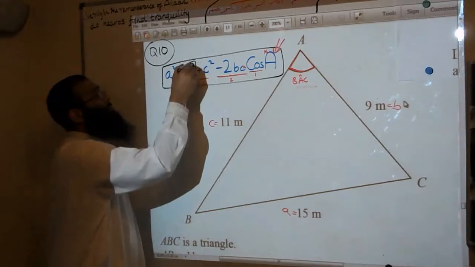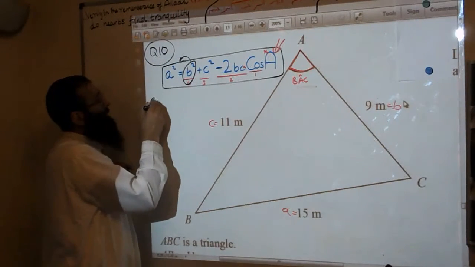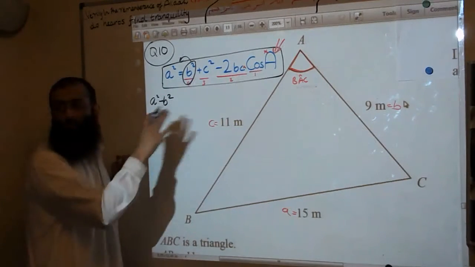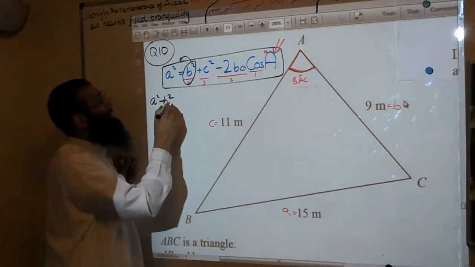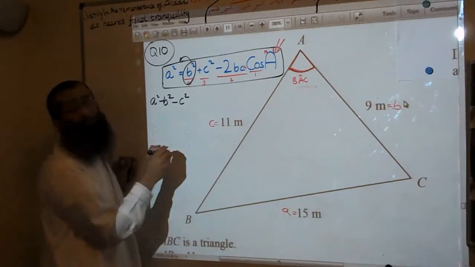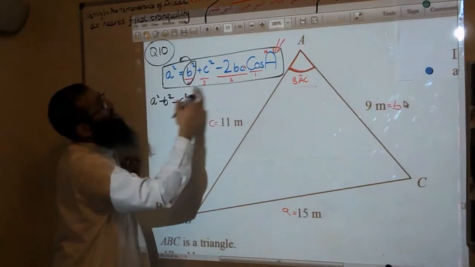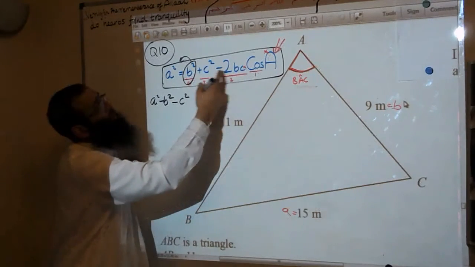So the opposite of add b squared is? Minus b squared. I'm not going to keep on rewriting it, so let's do the next. Opposite of add c squared is? Minus c squared. I'm just taking it over. Now the opposite of multiplying by minus 2bc.